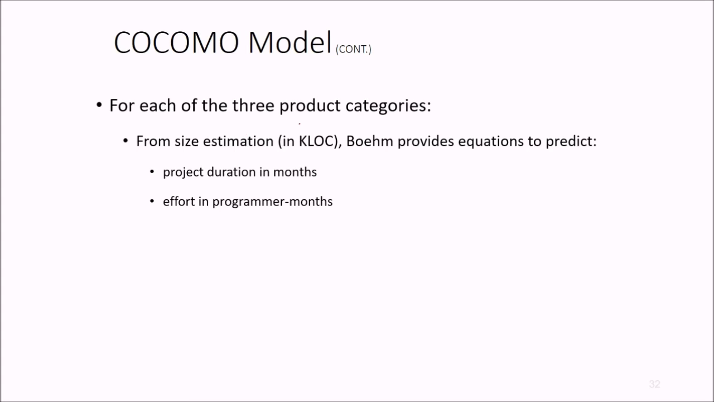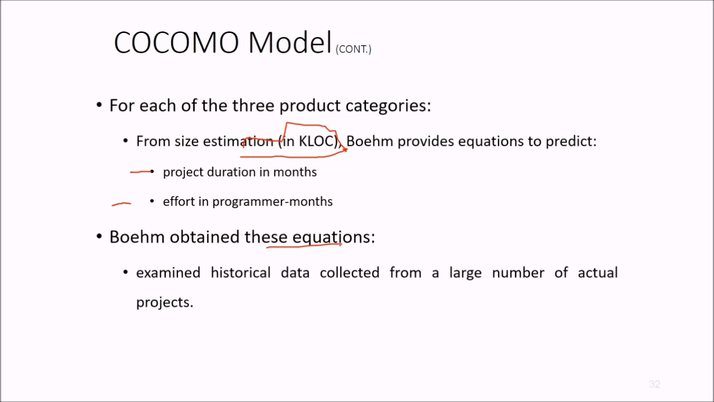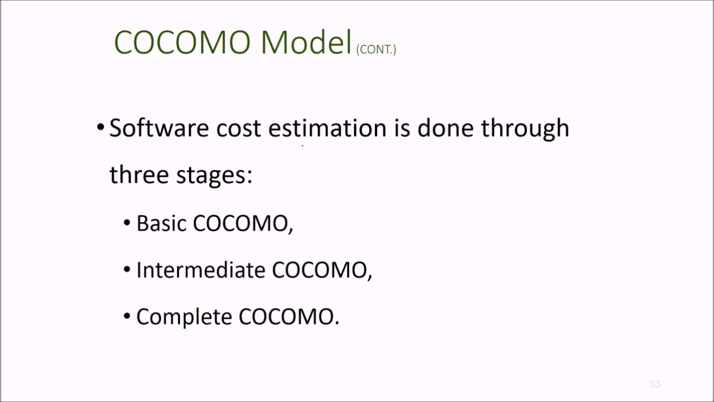For each of these three product categories, for size estimation, which is in kilo lines of code, Boehm has an equation: first for project duration in months, and then for effort in programmer-months. He obtained these equations by examining the historical data collected from a large number of actual projects. He did not just have an idea; he actually took the statistics and information of various large products, examined them, and then gave these expressions. Software cost estimation is done through three stages: basic COCOMO, intermediate COCOMO, and complete COCOMO.